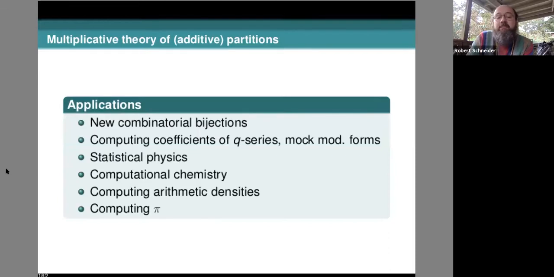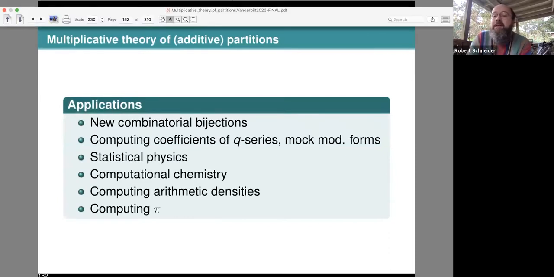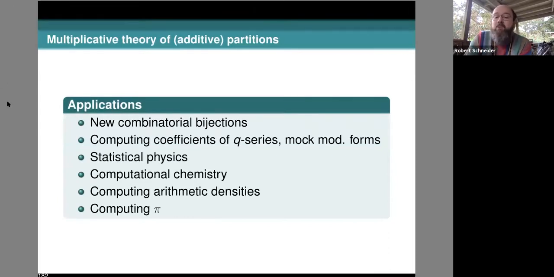Okay, there are a number of applications of this theory. However, I'm running out of time and I really want to get to one particular one. But I just want to point out that already we've seen projects in statistical physics, computational chemistry, as well as in pure number theory and combinatorics. And even the way that I first got into this kind of theory, which is that there are ways to compute pi using partitions, quite inefficiently to boot. For those of you that love inefficient algorithms, here you've got tons of them.